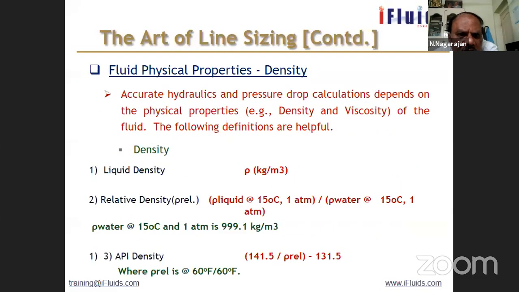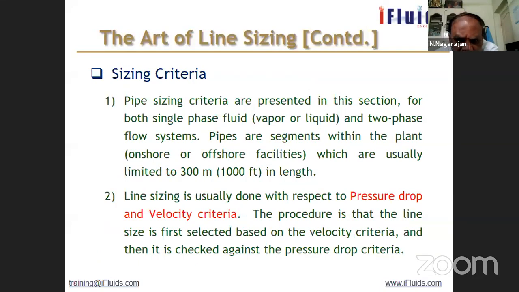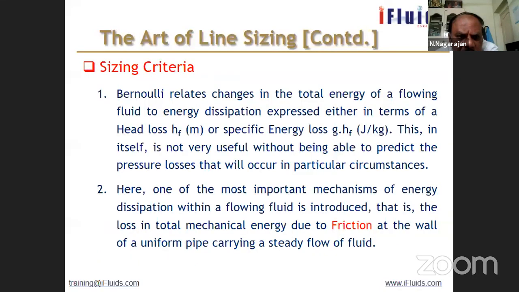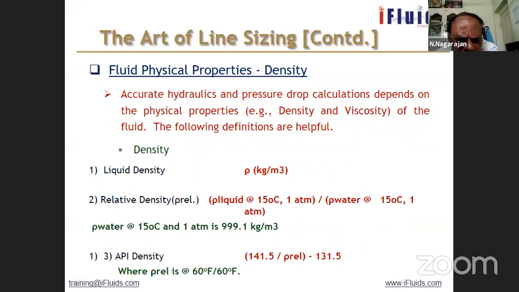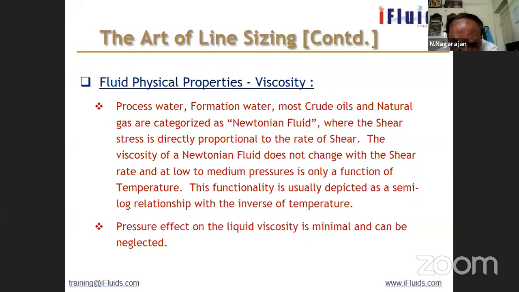I think I have not talked much about non-Newtonian fluids in pipe sizing. So non-Newtonian is not mentioned here. It talks about the Newtonian. Most of the process fluids like process water, formation water, most crude oils and natural gas are Newtonian fluids. So that is one advantage. But non-Newtonian, you are right. You may have to refer to the textbooks for what correlations to be used.